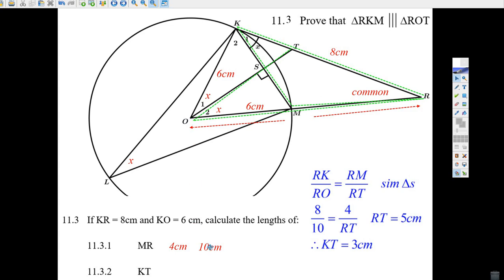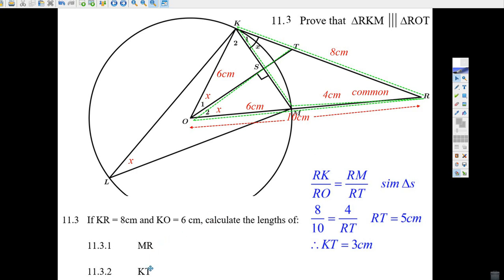RO is 10 centimeters. So there you go. It's 10 centimeters all the way across by Pythagoras. Well, we know that OM is 6 centimeters because it's the radius, the same as OK. So there's 6 centimeters. We know it's 10 centimeters all the way across. So that makes that little part, MR, it's going to have to be 4 centimeters.